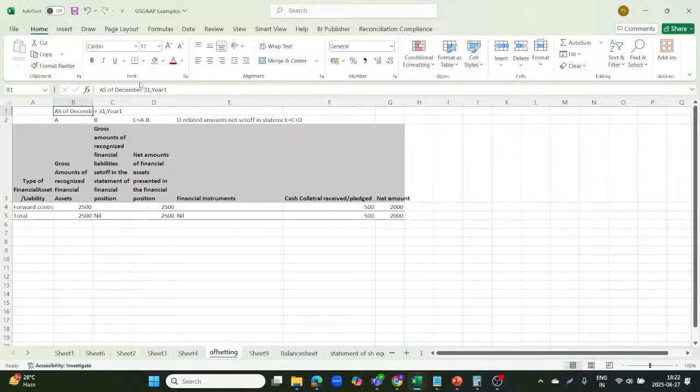You have the type of financial assets and liabilities. Right now I have considered forward contracts. Then we have the gross amount of recognized financial assets. Then we have the gross amounts of recognized financial liabilities, which are set off in the statement of financial position. When you subtract A minus B, we arrive at the net amount of financial assets presented in the financial position. After that, you have financial instruments, which is a related amount not set off in the statement. And here you have cash collateral received or pledged, and you get the net amount, which will be the sum total of your C plus D. That's your net amount.